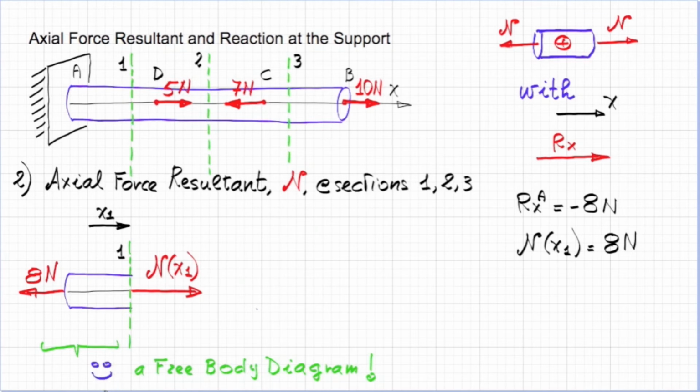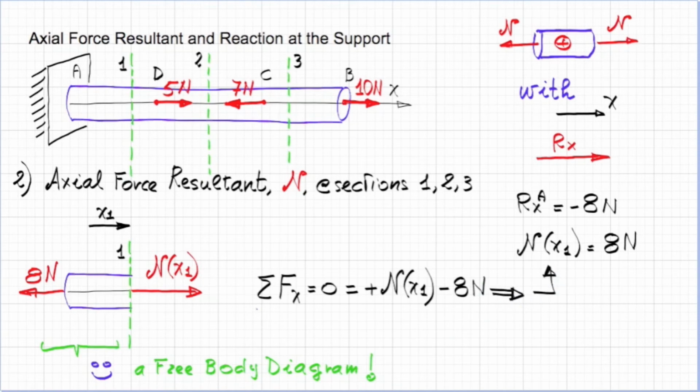So let's impose equilibrium of this portion of the body, and let's impose that the sum of the forces x is equal to 0. You see that n of x1 now sums positive because it's pointing in the direction of the x-axis, while the 8 newtons from the reaction force sums in negative, which we should have expected because the x component is minus 8 newtons. So from this equilibrium condition, we obtain again that the axial force at section x1 is 8 newtons.